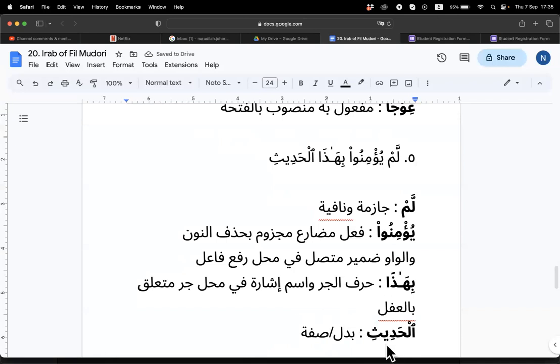So what status is it in? Jar. So majrur, what's the sign? Bil kasrah. Yes. It's majrur because it's the same as hadha. Hadha is fi mahali jar. Okay, can you translate for me?